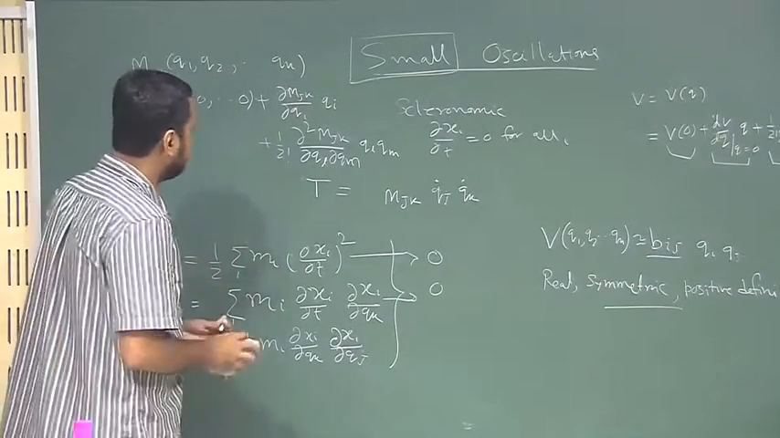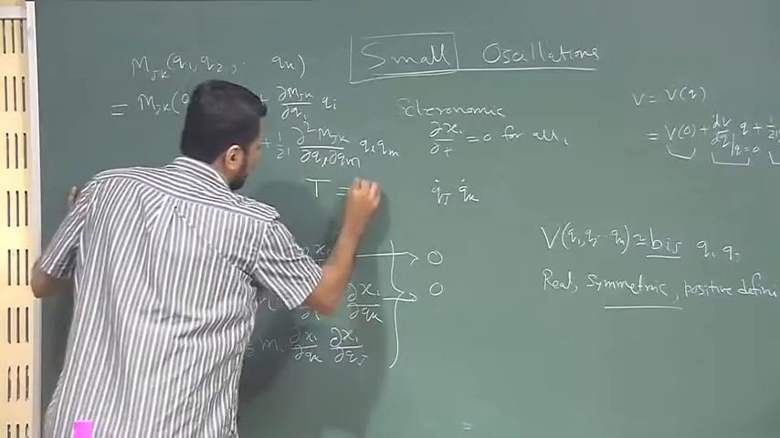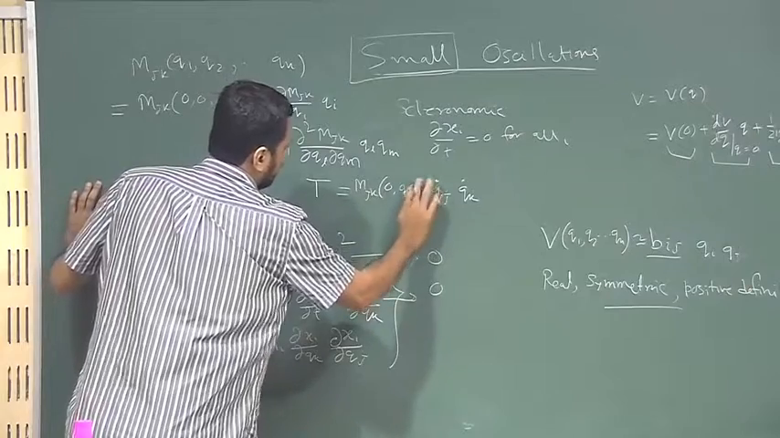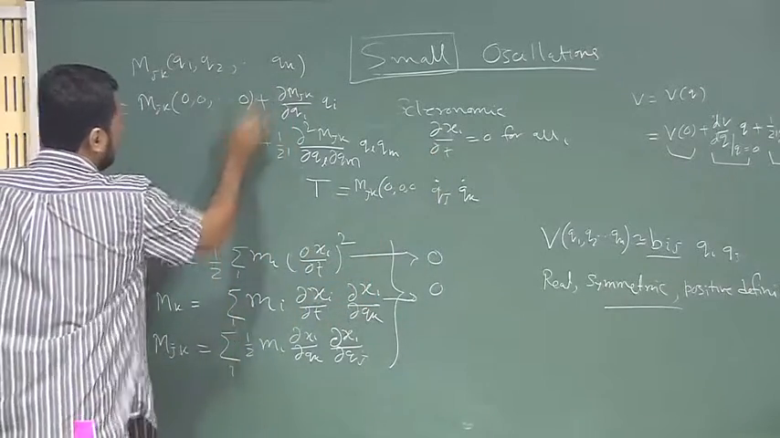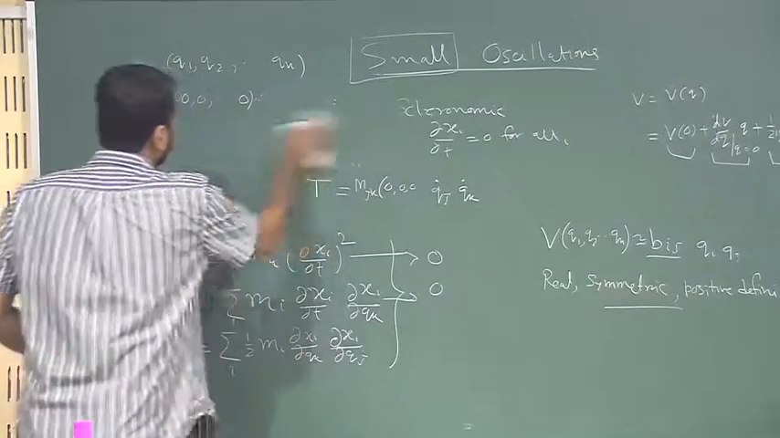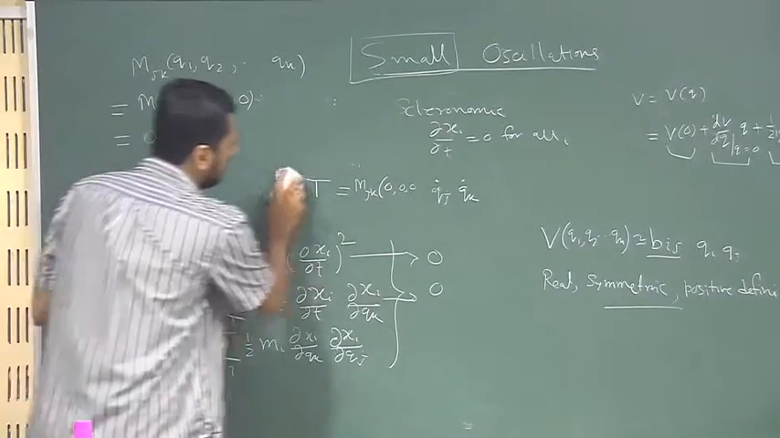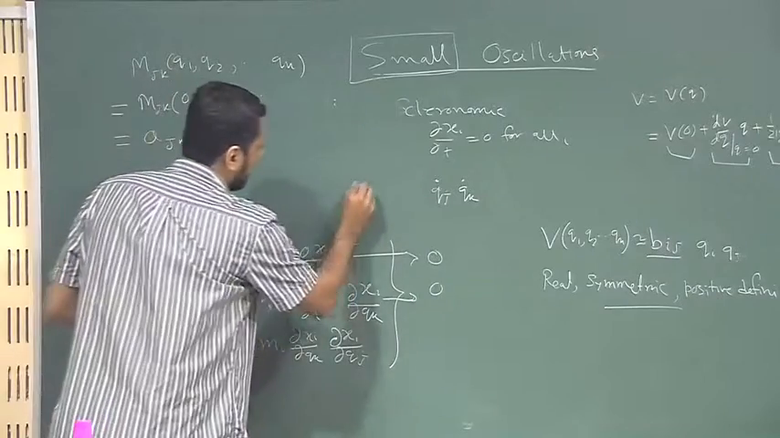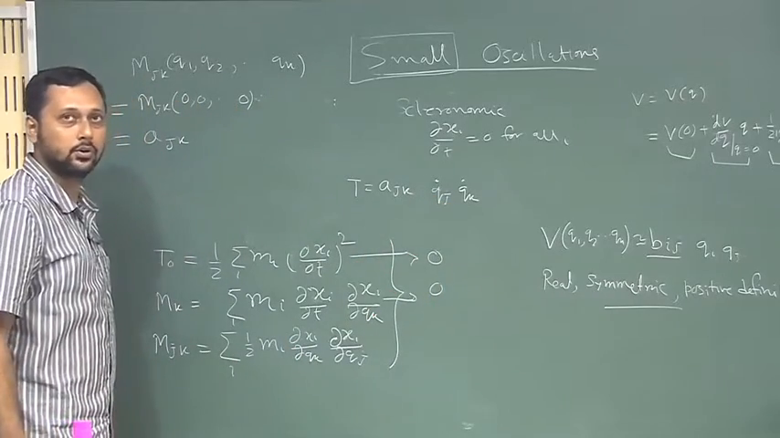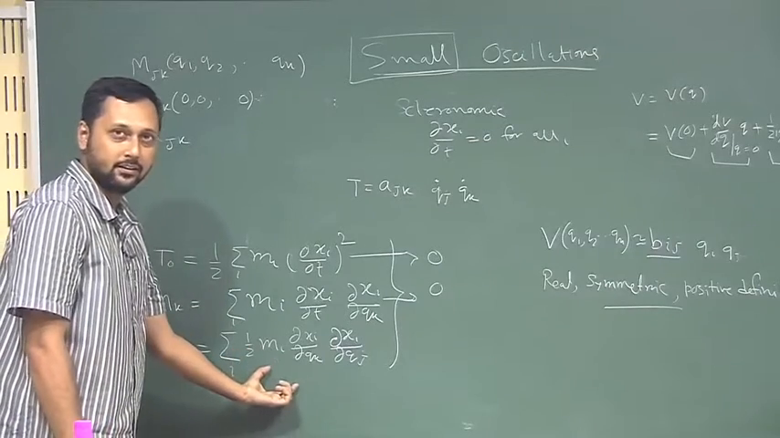So, we can approximate this with simple M j k. Only this term will survive in the series, and we can write this term as A j k. So, T will be simply given as A j k multiplied by q j dot q k dot. A j k is the first order approximation of this particular tensor.